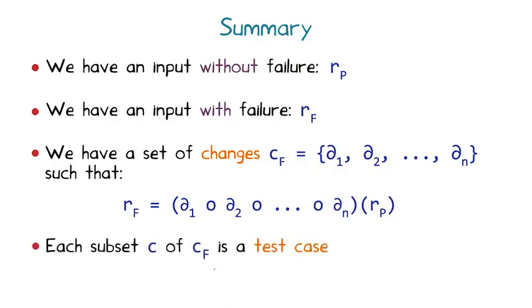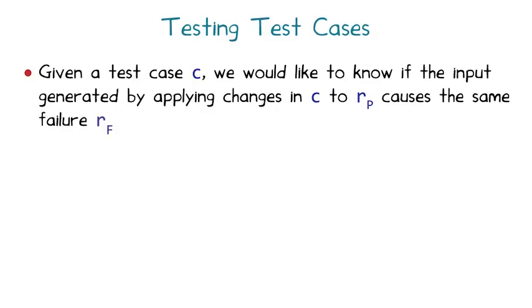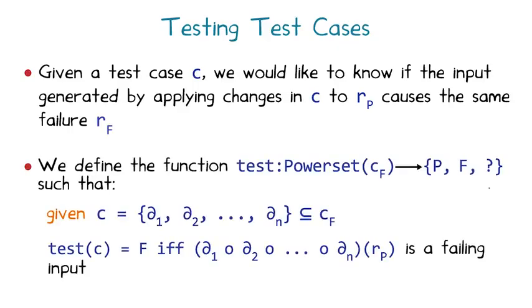Subsets of CF will be important in the delta debugging algorithm, so we will distinguish them henceforth by calling them test cases. Given a test case, that is, a subset of the changes, we want the ability to apply that subset of changes to the passing input RP and determine if the resulting input causes the program to fail in the same manner as the failing input RF. To formalize this notion, we define the function test, which takes a subset of CF and outputs one of 3 characters based on the outcome of our test.